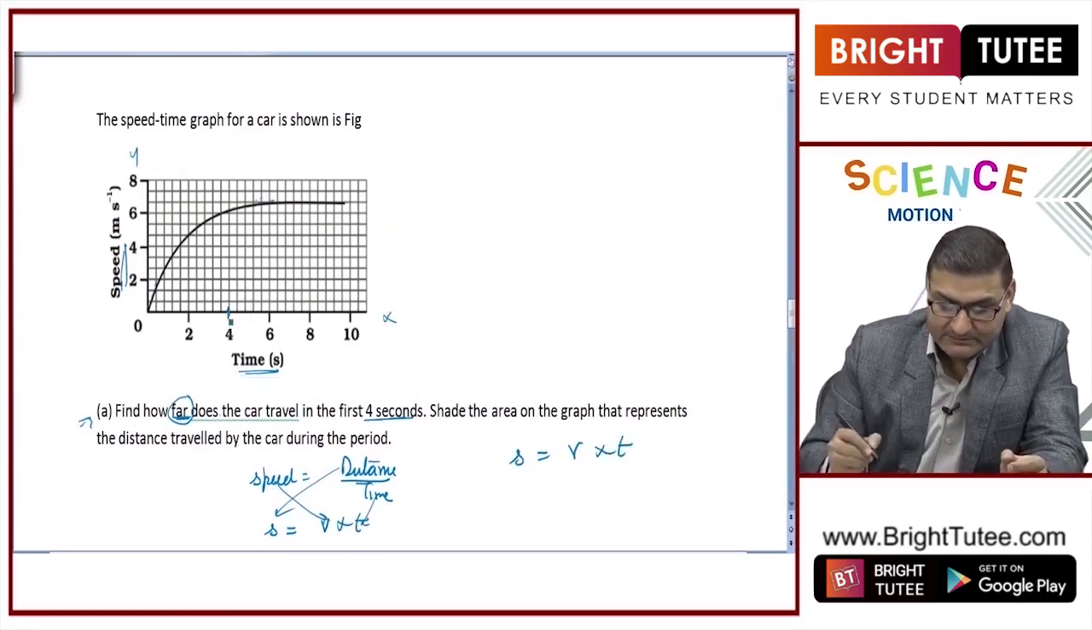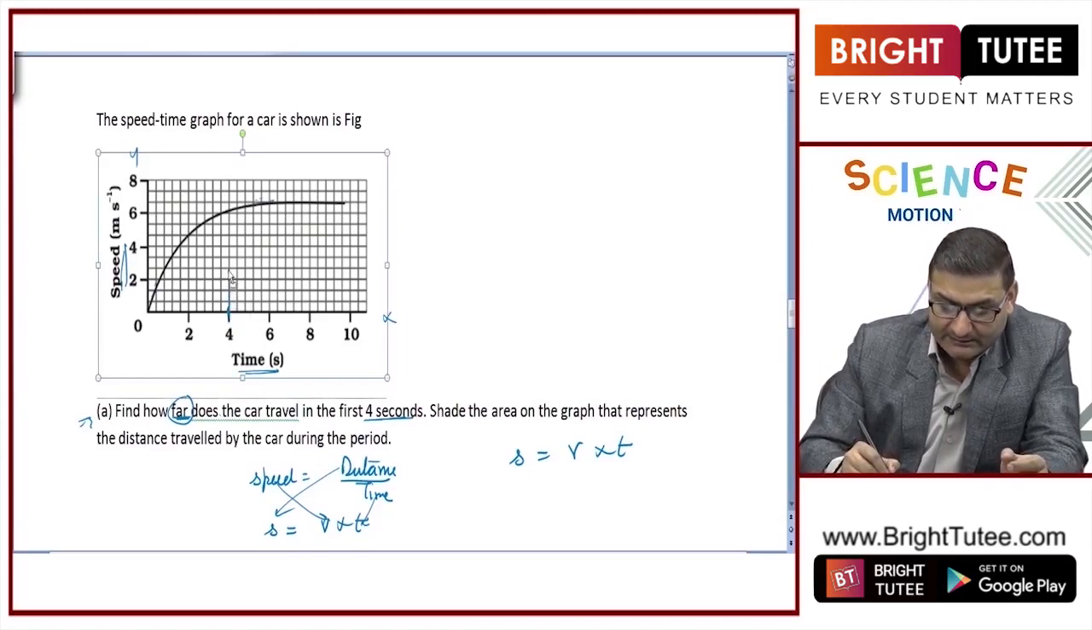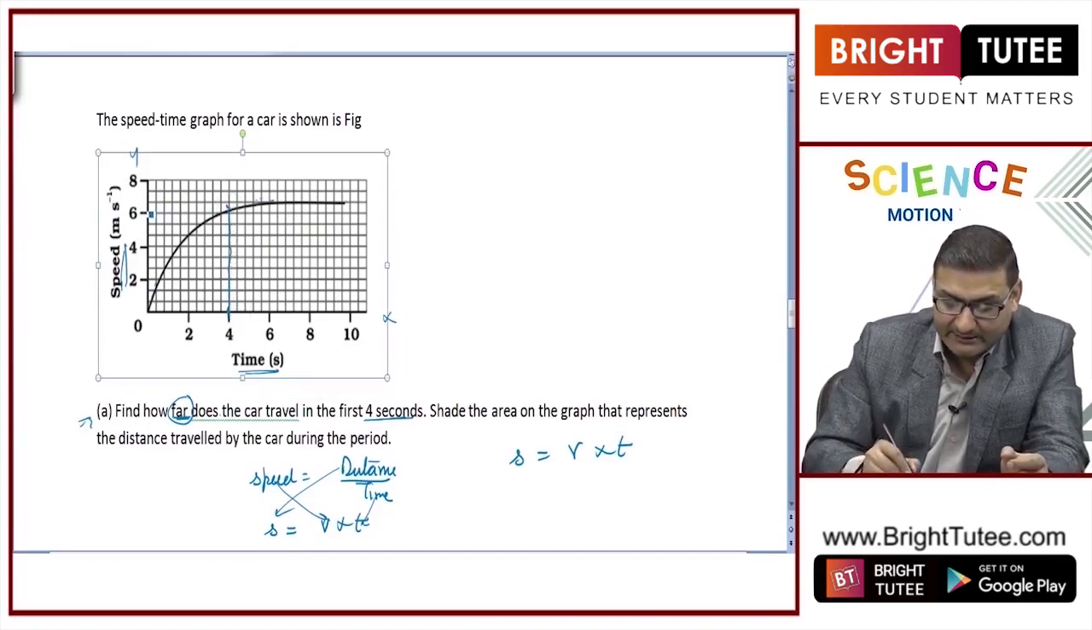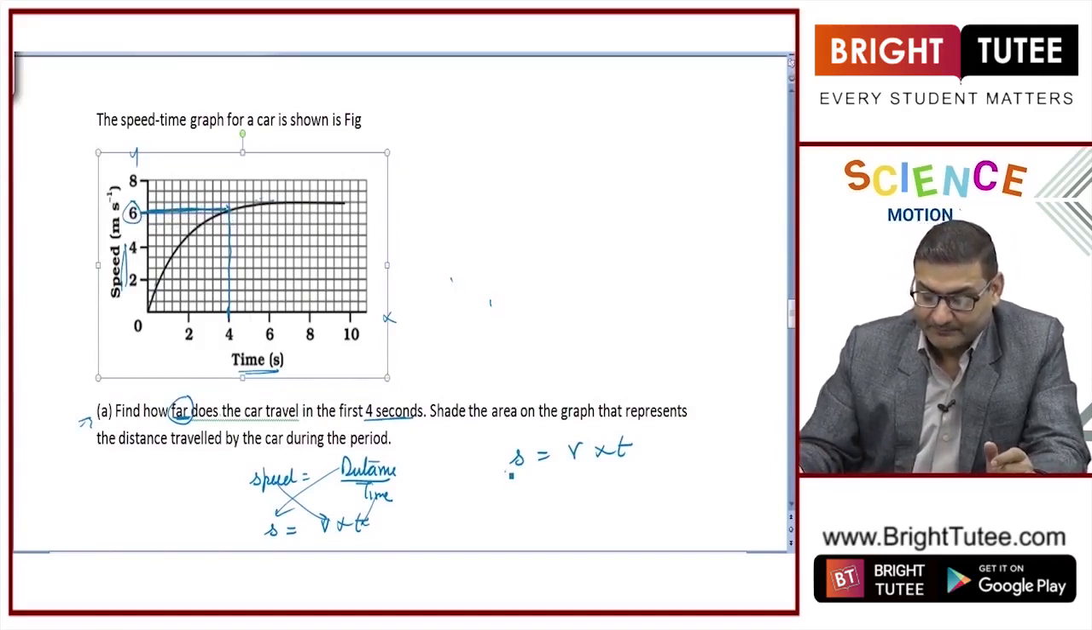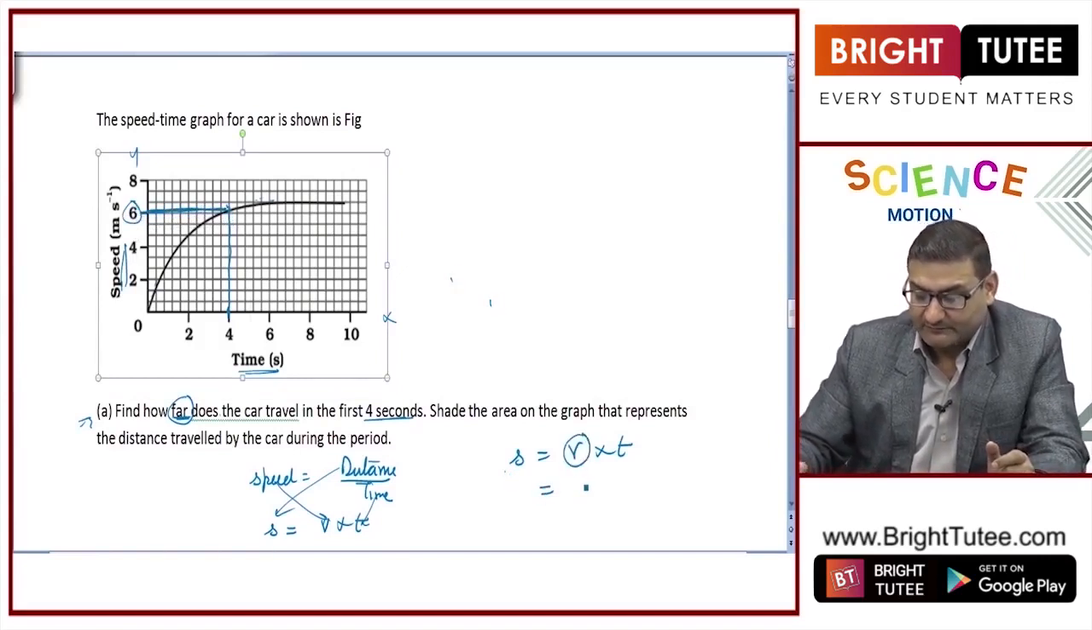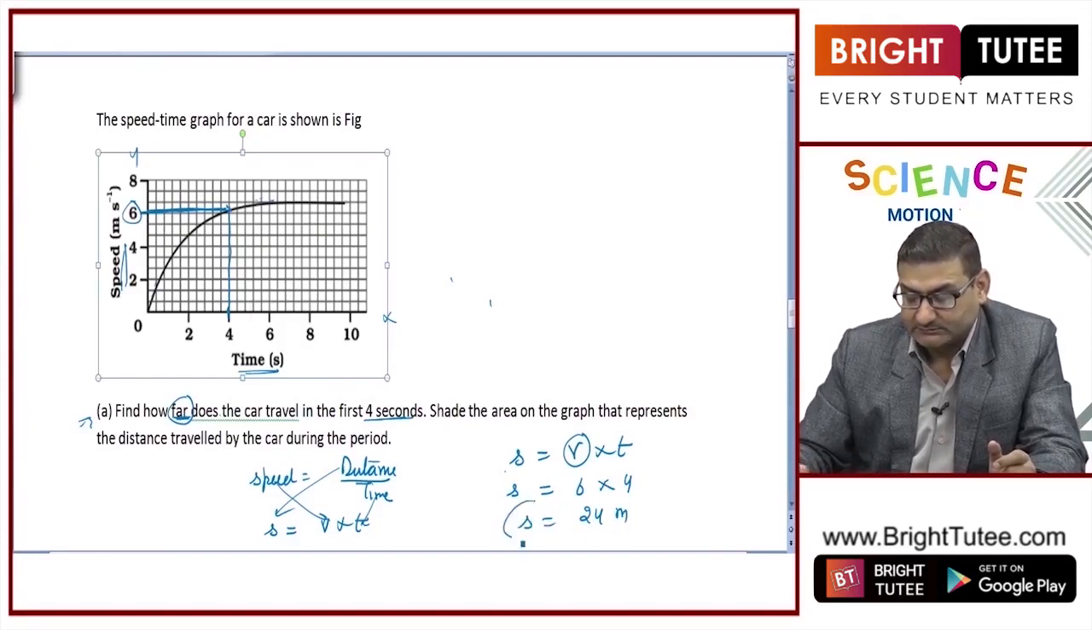At the end of 4 seconds, we want the speed or velocity of the car at this point, and taking this perpendicular to correlate with the value on the y axis, we see that it is 6 meter per second. So the velocity of the car is 6 meter per second at the end of 4 seconds. So the distance covered will be 24 meters.